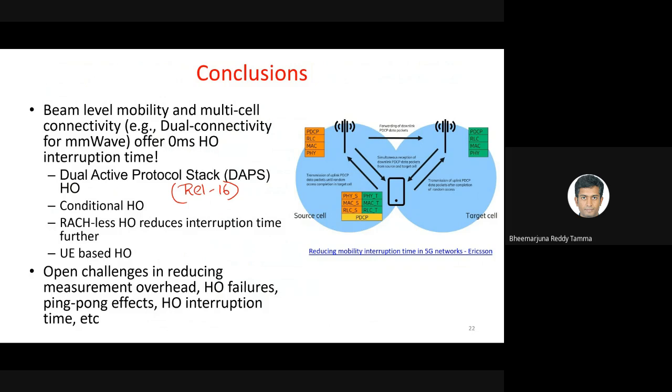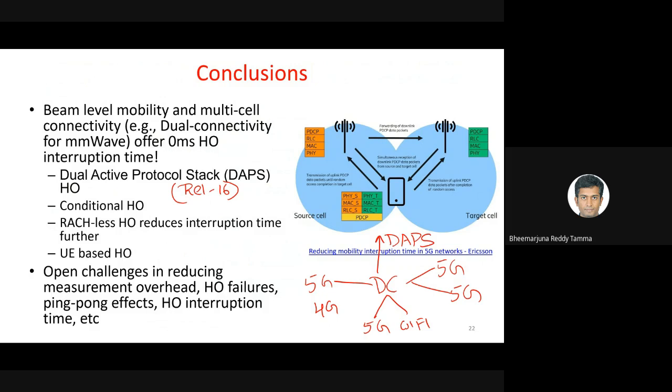So what is the motivation behind this dual active protocol stack? It is similar to multi-connectivity and dual connectivity, where I can have one 5G and another 5G, or one 5G and 4G, or one 5G and Wi-Fi. Like the multi-RAT dual connectivity option that I'm talking about. So this concept has been applied as part of DAPS here. In all these cases, we need to have two stacks running at the user equipment level, and we can do this link aggregation at the PDCP layer.